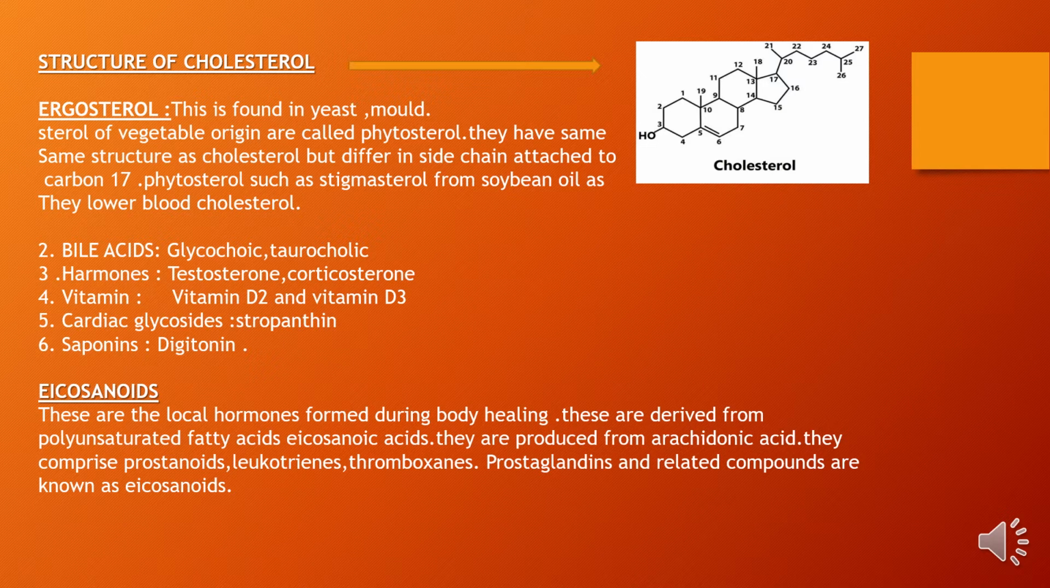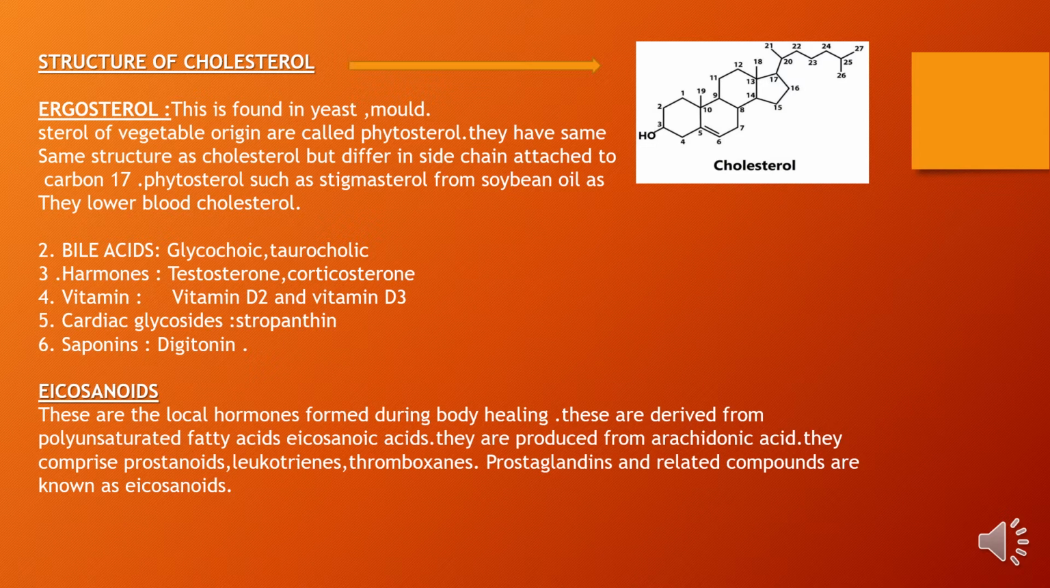And next is, what is ergosterol? This is found in yeast, mold. Sterols of vegetable origin are called phytosterols. They have the same structure as cholesterol but differ in the side chain attached to carbon number 17. Phytosterols such as stigmasterol from soybean lower blood cholesterol.